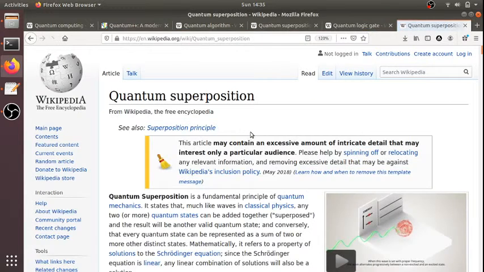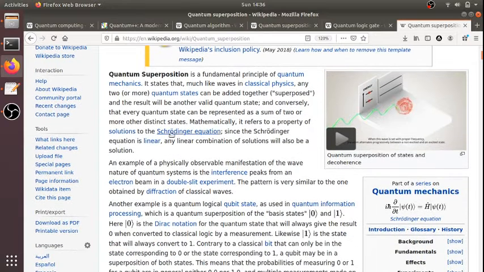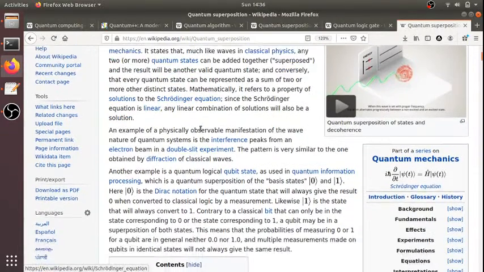Okay. Quantum superposition is a fundamental principle of quantum mechanics. It states that, much like waves in classical physics, any two or more quantum states can be added together, superimposed or superposed, and the result will be another valid quantum state. And conversely, that every quantum state can be represented as a sum of two or more other distinct states. Mathematically, it refers to a property of solutions of Schrodinger's equation. Since the Schrodinger equation is linear, any linear combination of solutions will also be a solution.